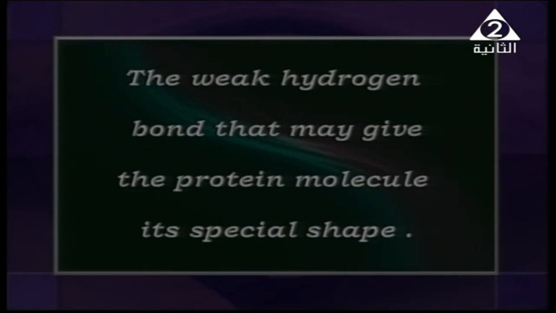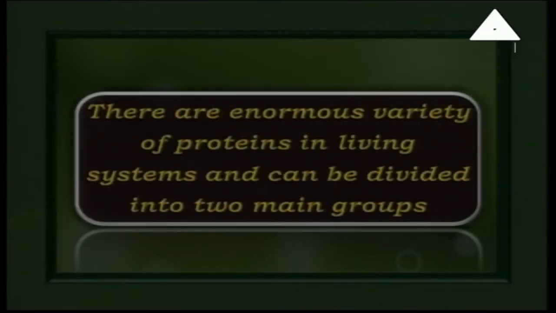Factor number two is the weak hydrogen bond that may give the protein molecule its special shape. So we have two factors that cause the different types of protein. Number one, the number of amino acids, the kind of amino acids, and their arrangement. Number two, the weak hydrogen bond that may give the protein molecule its special shape. There is an enormous variety of proteins in living systems, and they can be divided into two main groups.